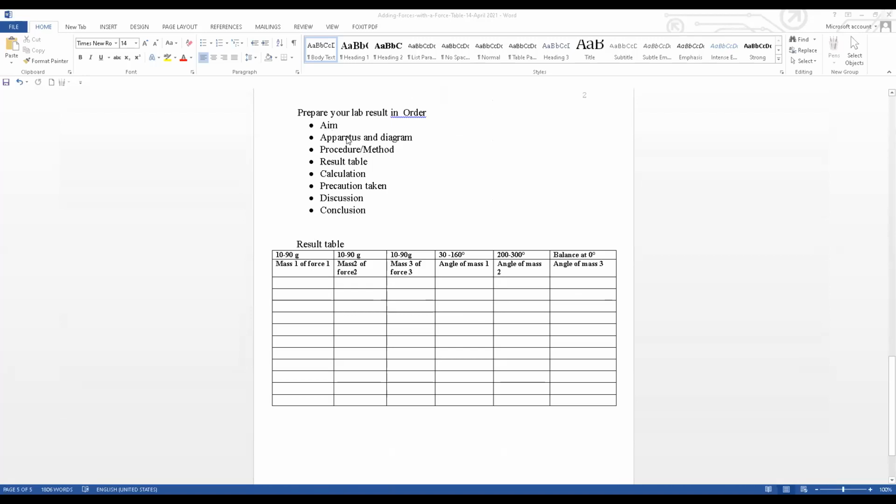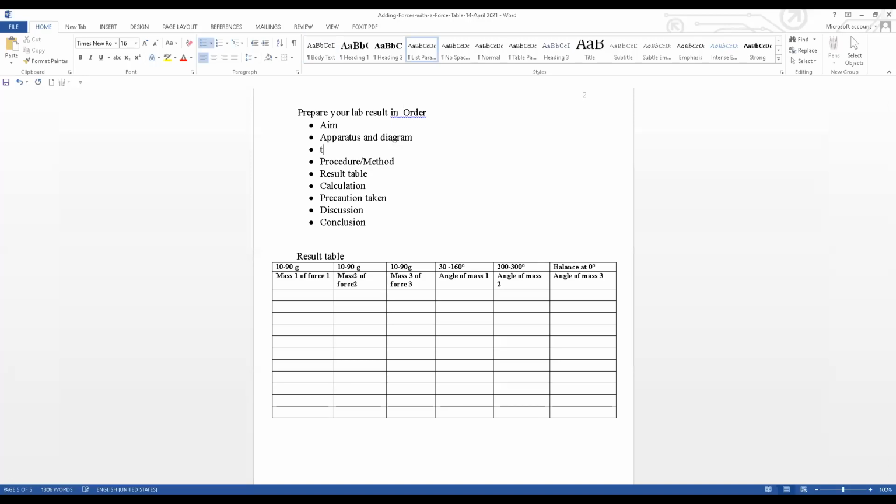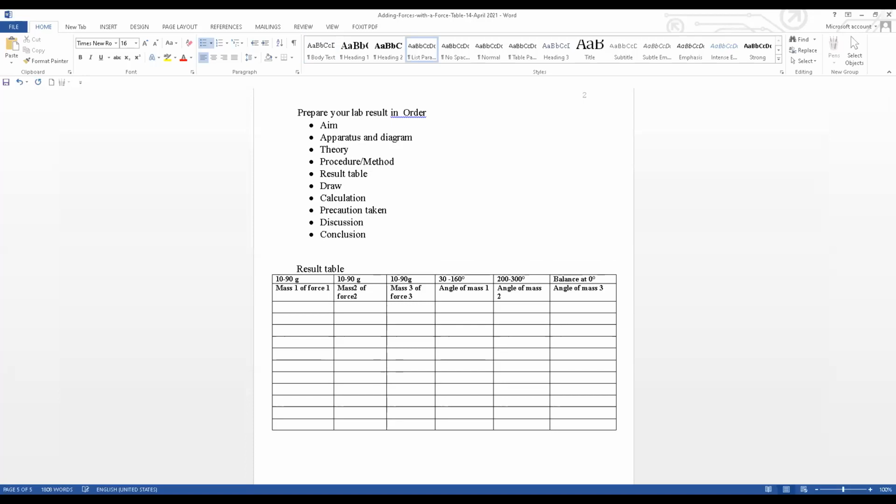You must have your aim, apparatus, diagram, procedure, and method. You can have a theory too, you can put a theory in it if you so desire. The result table, the calculation, the precautions, and make sure you have your drawing. The drawing will include your scale drawing.